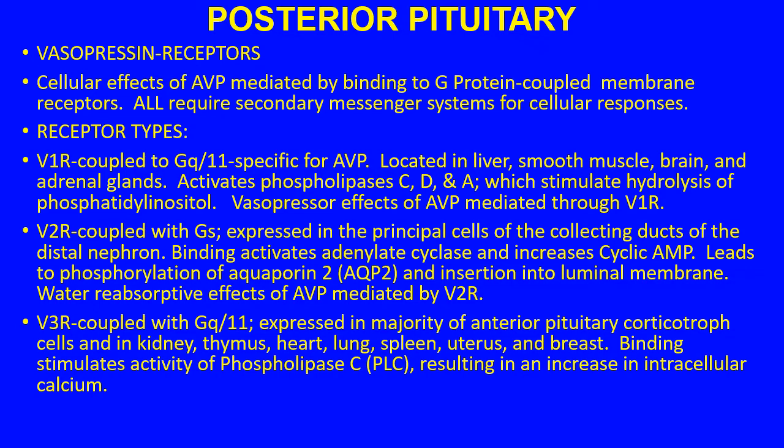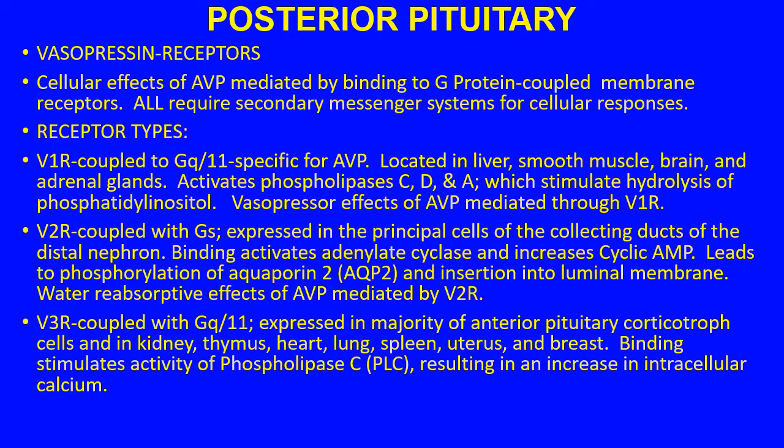The second receptor type is V2R. This is coupled with a GS protein complex. This is expressed in the principal cells of the collecting ducts of the distal nephron. This is where you're going to see a lot of your water reabsorptive effects. So what is going to happen here is GS is involved with the binding that activates adenylate cyclase. Obviously, adenylate cyclase makes cyclic AMP. So you have this release of cyclic AMP, and this is going to lead to phosphorylation of aquaporin 2.